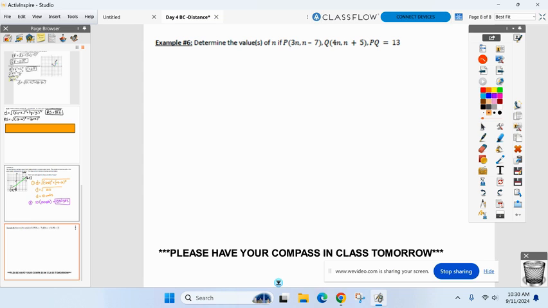So determine the values of n. Here's coordinate P. Here's coordinate Q. Quick question before we even start. What am I telling you there? We should know our notation now. PQ equals 13. Abigail, what am I saying? The length of PQ equals 13. So I'm already giving you the length. I'm not asking you to find it. I'm giving you the length, and I'm looking for the value of n, or values of n.